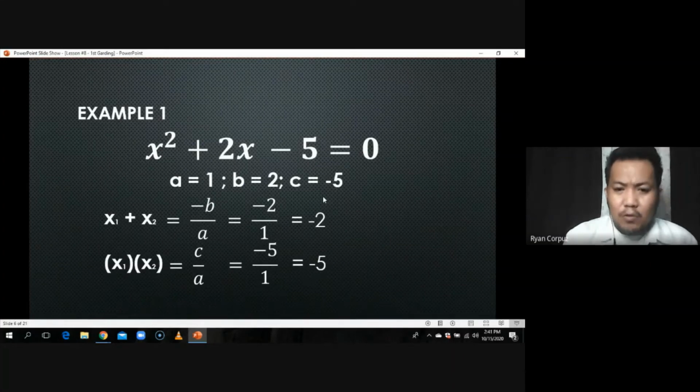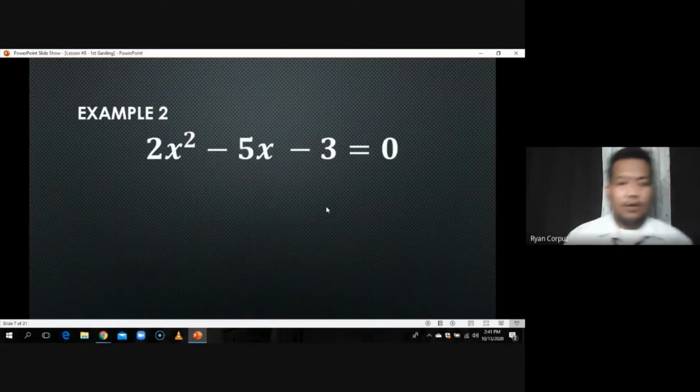So if we're going to look at it, if we analyze carefully, the number 2 and the number 5 are also there in our given quadratic equation. Later we will explain how that works. So now let's try another example.